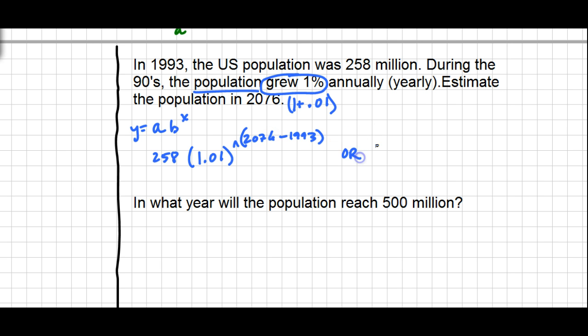So you've got 2 options for how you can type that in on your calculator. You can either type it in as we've already written it, or you can say 258 times 1.01 to the 83, because that is the difference between the years.